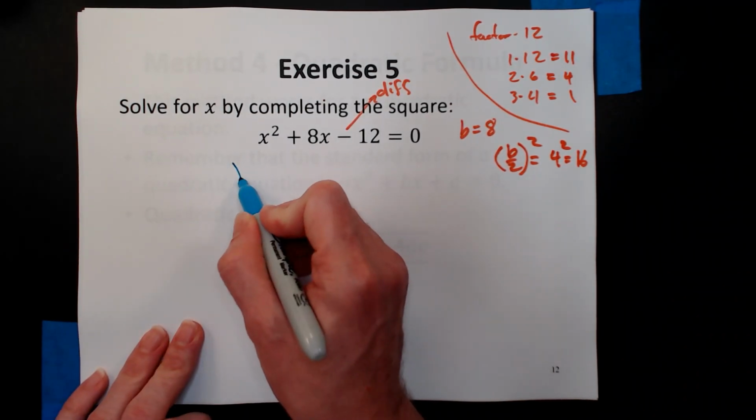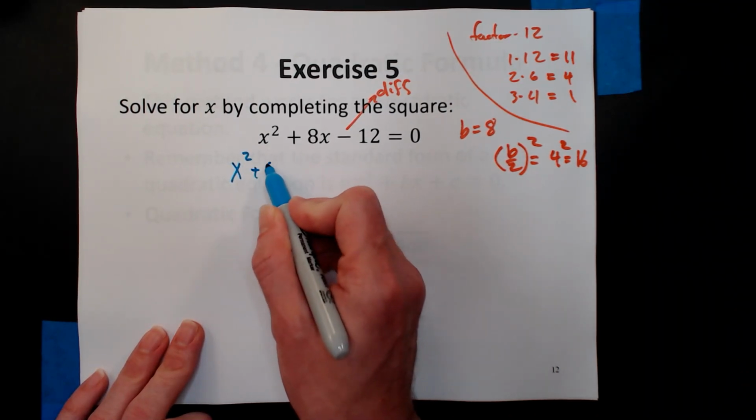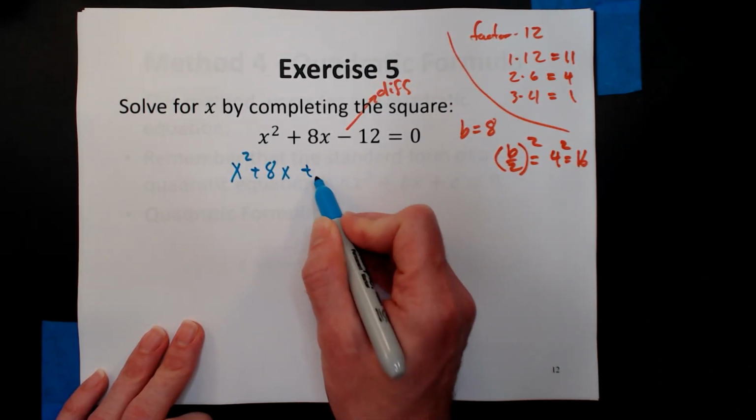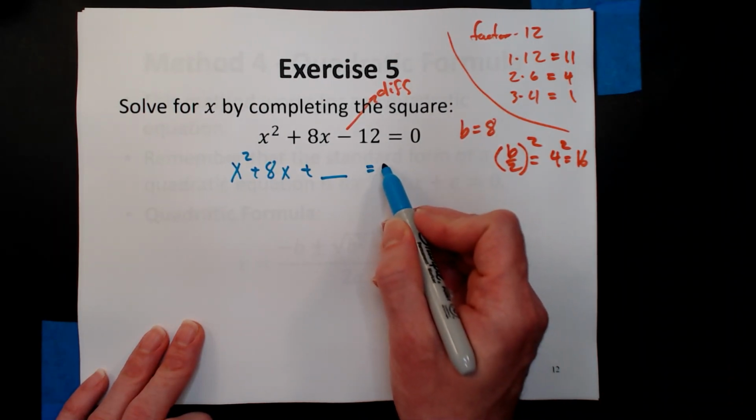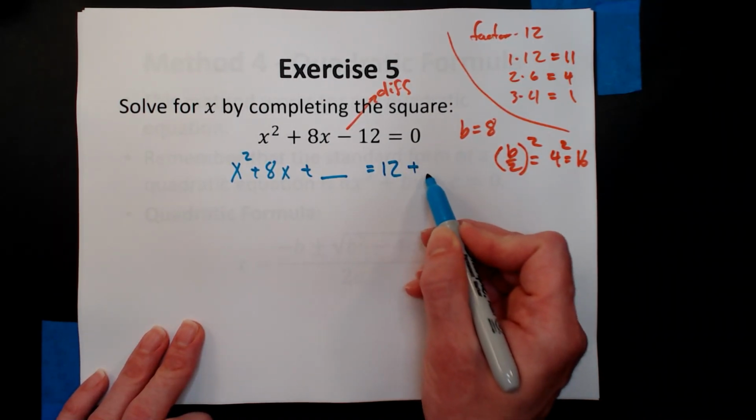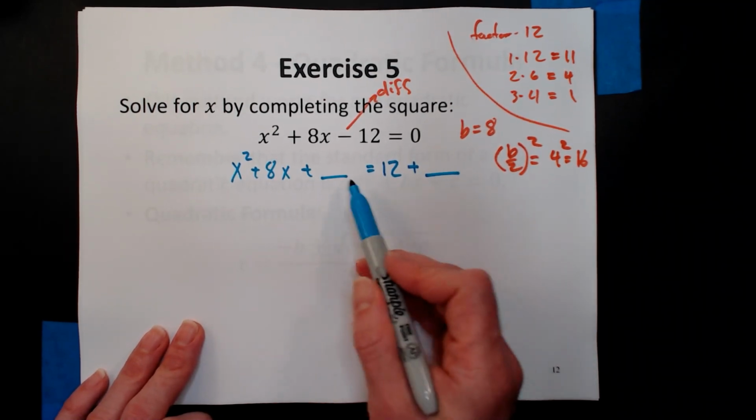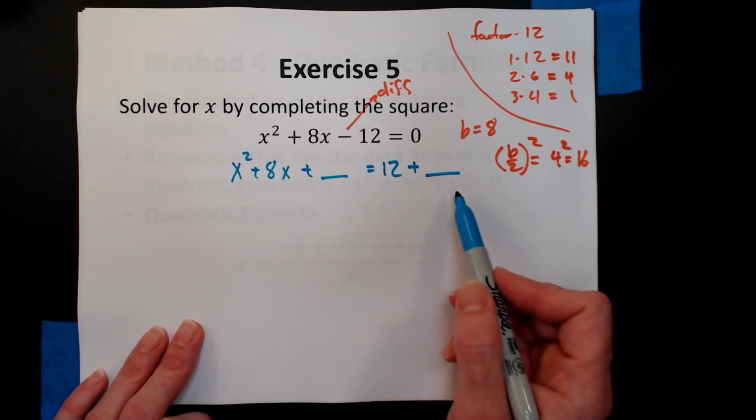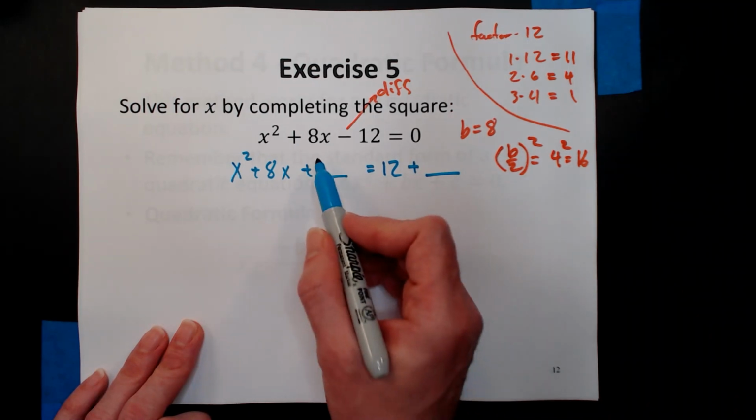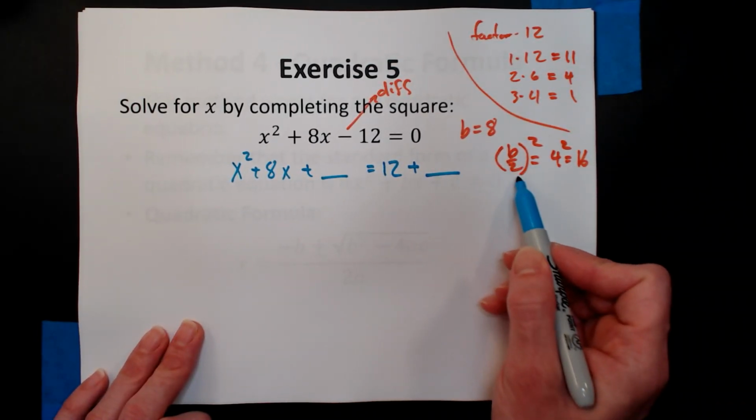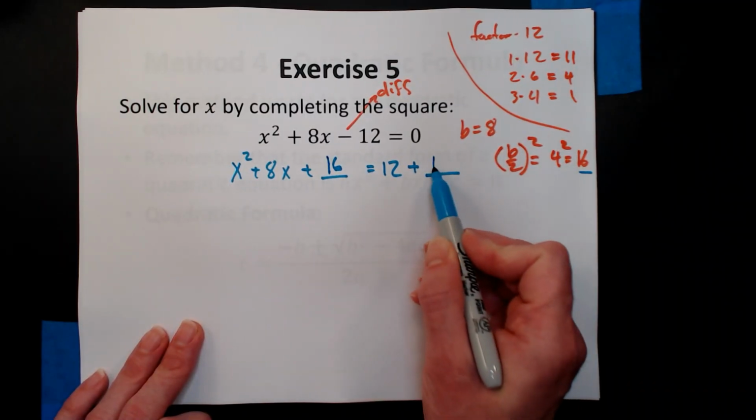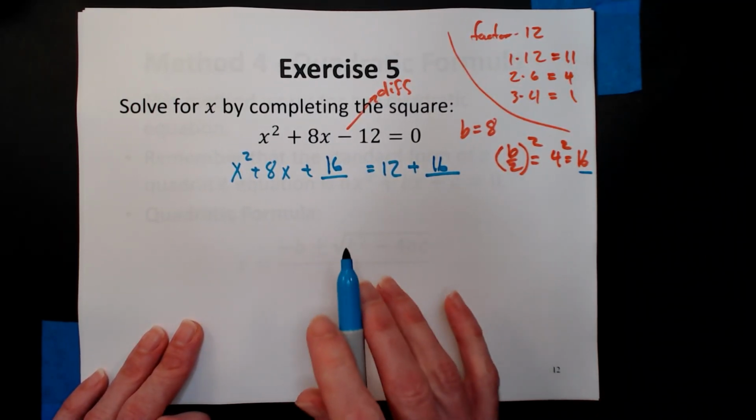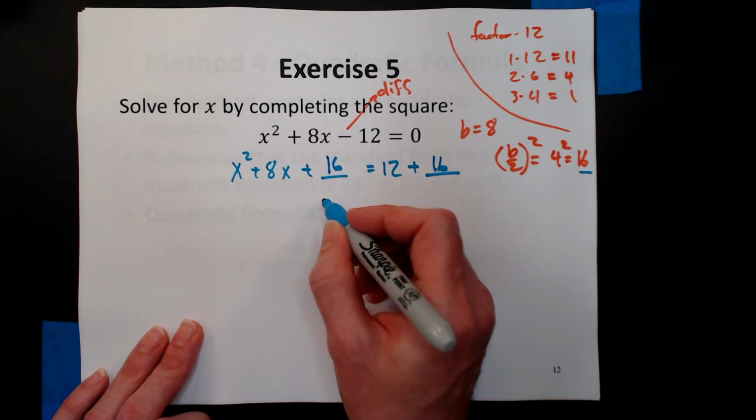I'm going to write this as x squared plus 8x plus something equals, and I'm going to move this 12 to the other side, positive 12 plus that same something. I want to have both sides be even. So if I'm going to add to the left side, I'm going to add to the right side. And here we found out, what are we going to add? Half of the middle term squared, which is going to be 16. So I'm going to do 16 here, 16 there. And so now, why did I do that? I made this side a perfect square.